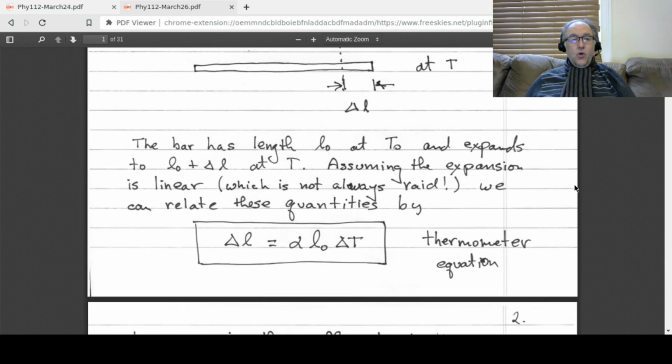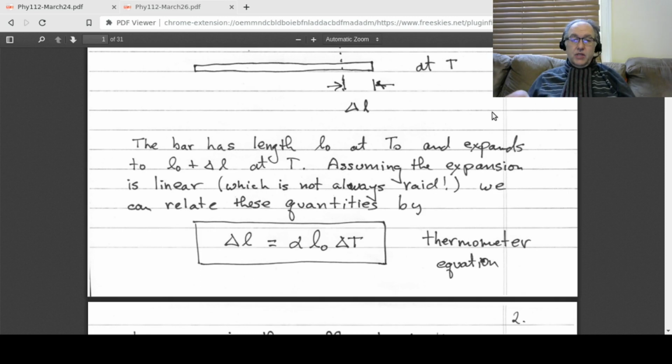Okay, so now how do these quantities fit together? And it's basically this equation here. This is what you might call a thermometer equation. And the thermometer equation says that your delta L, the amount of expansion that you get, is going to depend on your delta T. So you see delta L on one side and delta T on the other side, and they're linearly related to one another. But there's a couple of other things in there.